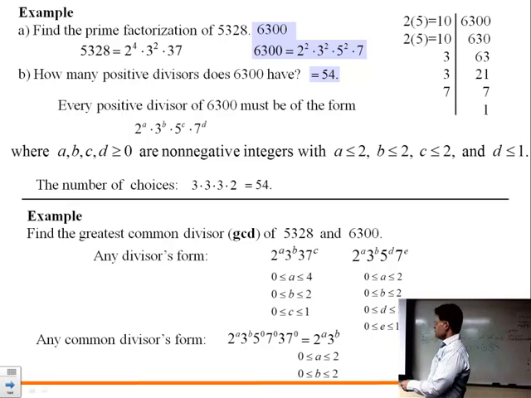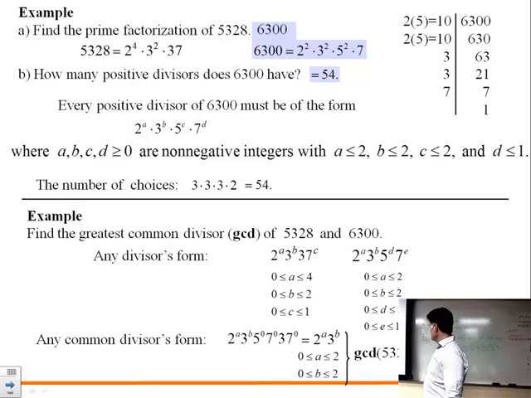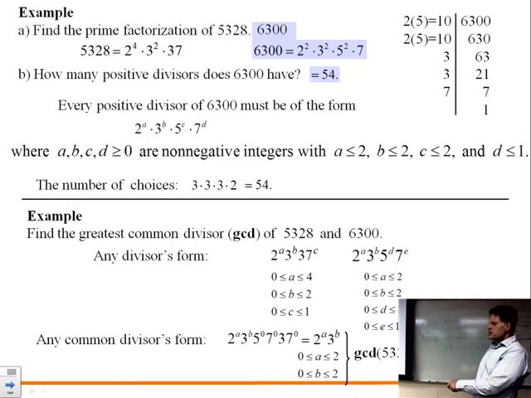It has less than or equal to, whatever one is. So all the common divisors satisfy this, less than or equal to. But now the greatest one is the one where you satisfy these constraints, but you make A and B as big as you can. So in this case, the biggest common divisor is by making A and B as large as possible. So you're going to make A equal to 2 and B equal to 2. And that gives you 4 times 9, and that gives you 36.